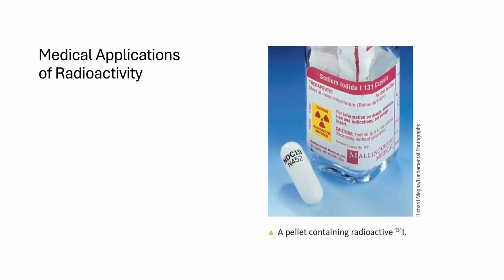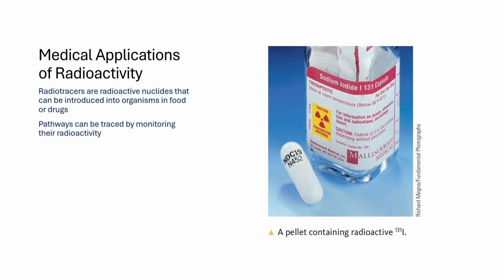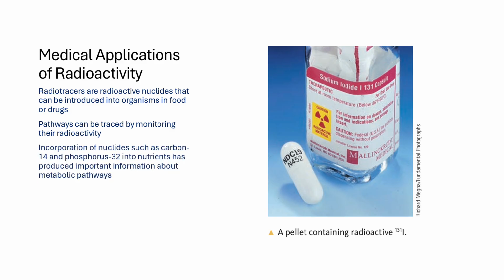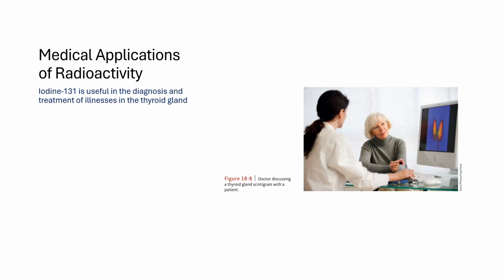Now, we've touched briefly on the medical applications of radioactivity. Radiotracers are radioactive nuclides that can be introduced into organisms, food, or drugs, and the pathways can be traced by monitoring their radioactivity. You incorporate nuclides such as carbon-14 and phosphorus-32 into nutrients, and this has produced important information about metabolic pathways. Iodine-131 is used in the diagnosis and treatment of illnesses of the thyroid gland. Patients drink a solution containing small amounts of sodium iodide-131, and the uptake of the iodine in the thyroid gland is monitored with a scanner.